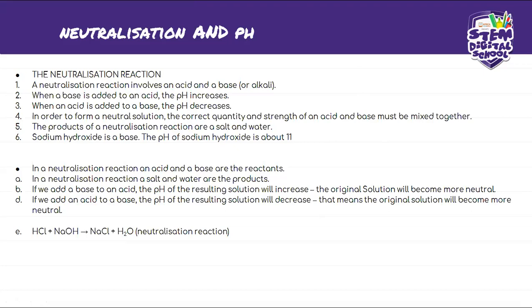In a neutralization reaction, an acid and a base are the reactants, and the salt and water are the products. I'm repeating this to emphasize. If we add a base to an acid, the pH of the resultant solution will increase, and the original solution will become more neutral. If we add an acid to a base, the pH of the resultant solution will decrease, which means the original solution will become more neutral.